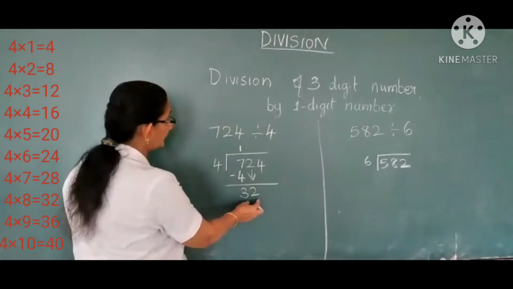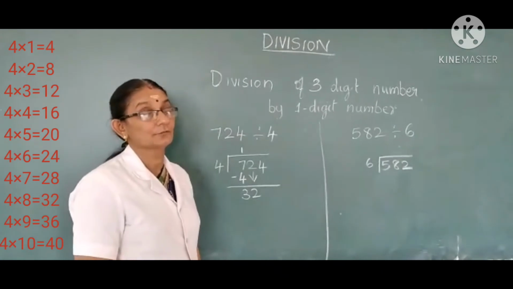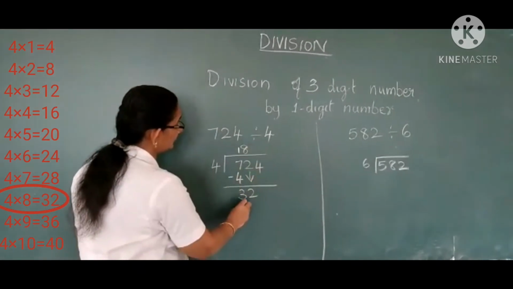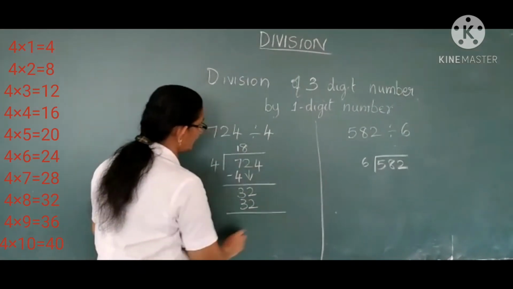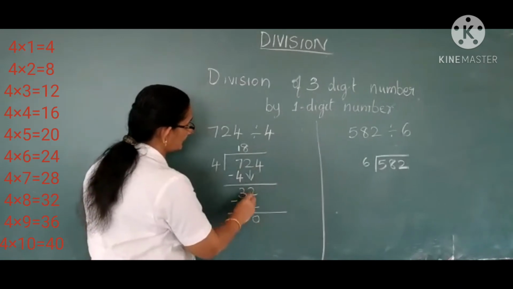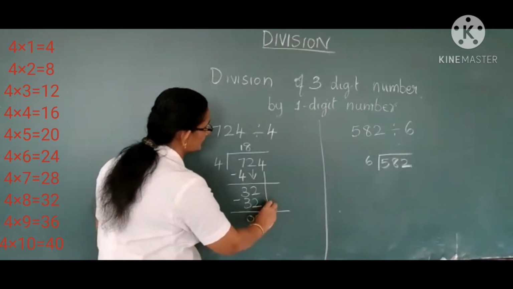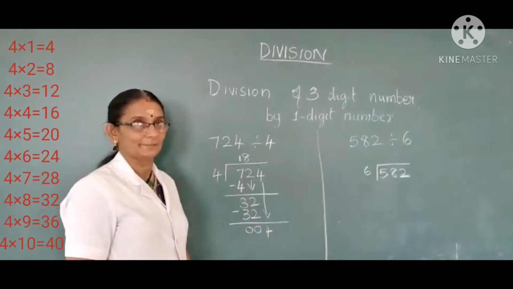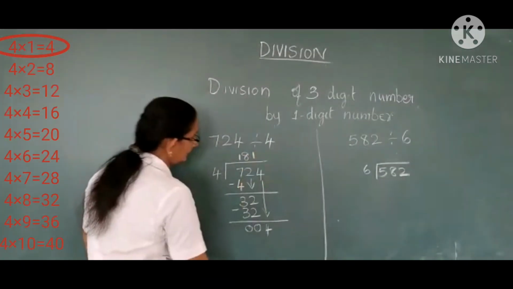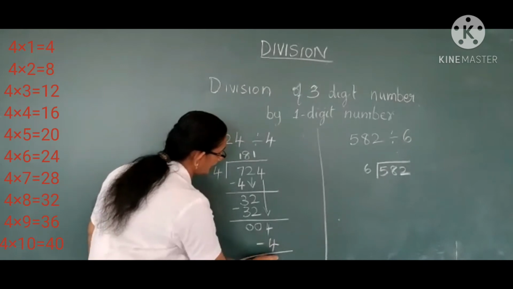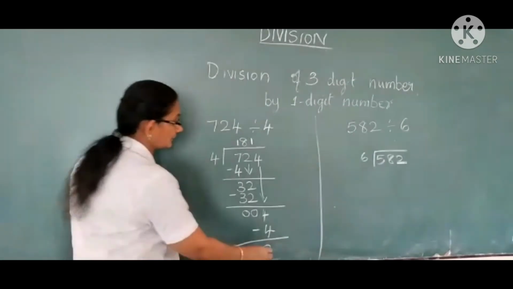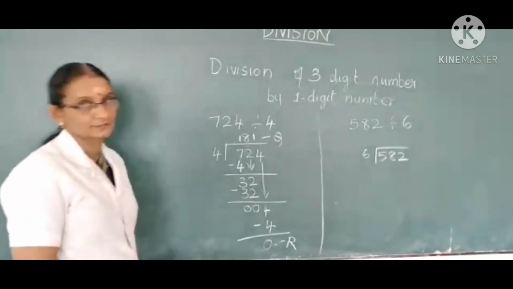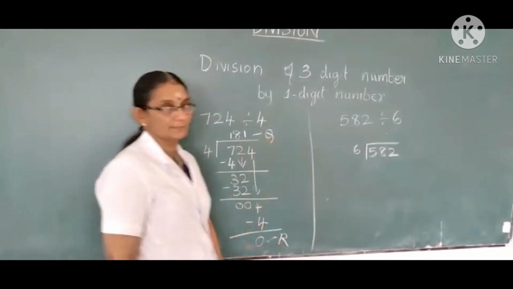Yes. Now you have 32. See how many times 4 goes in 32? How many times? Yes, 4 into 8 is equal to 32, isn't it? Now subtract 2 minus 2 is 0 and 3 minus 3 is 0. Then bring down the next digit 4. So now how many times 4 goes in 4? 1 time, isn't it? So 4 ones are 4. Subtract it again and you get the answer as 0. So you have 0 as the remainder and 181 as the quotient. Okay. Now let us see the next type of division.